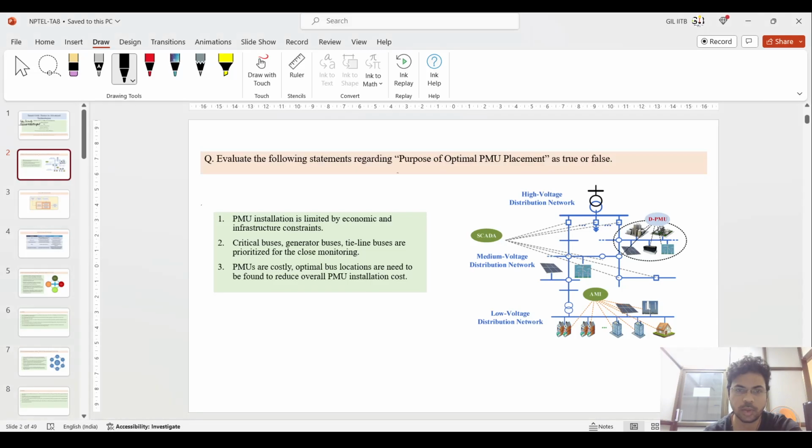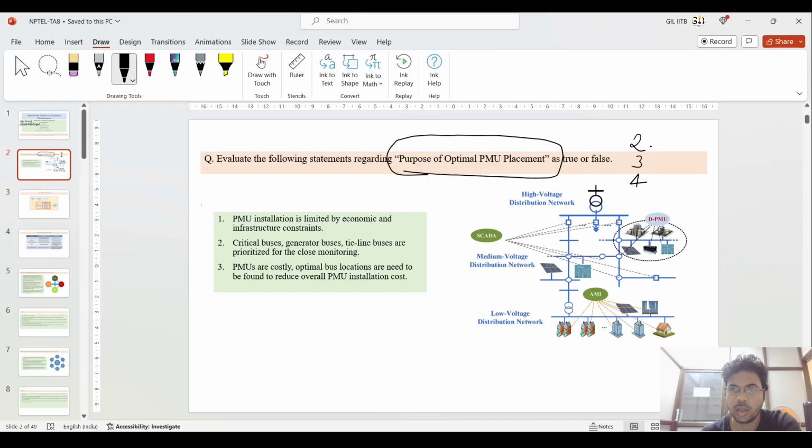Okay. So moving forward, this is the first question related to this cyber security issue. So I request I'm giving 2 minutes to solve this question. Just read the question. This question is regarding the purpose of this optimal PMU placement.